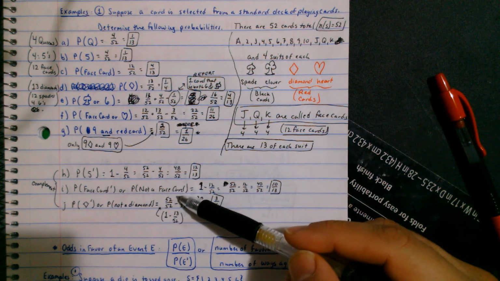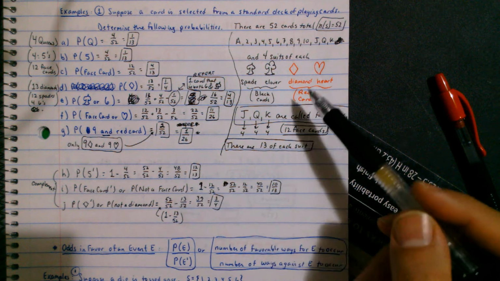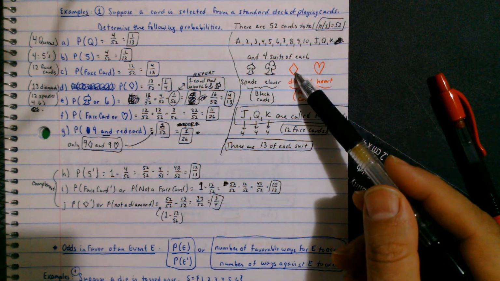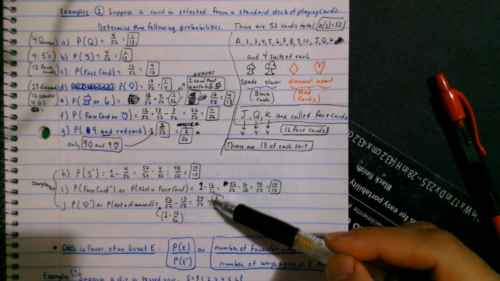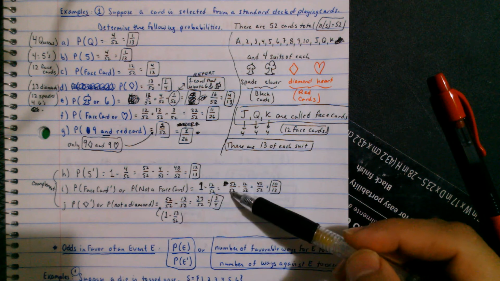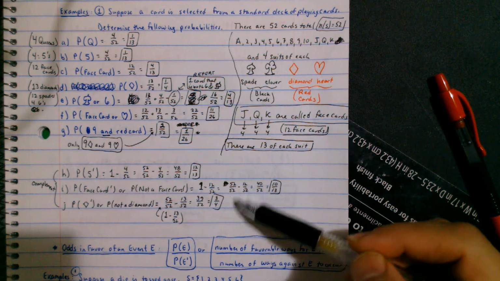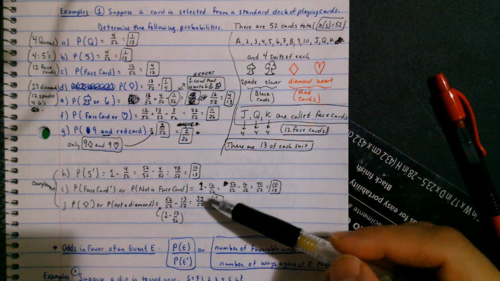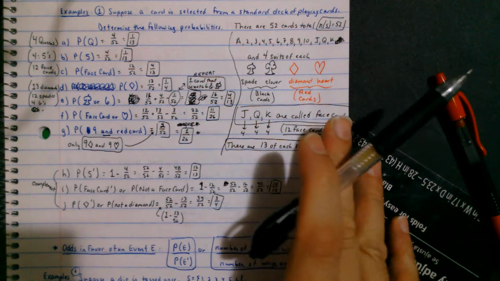What's the probability of not getting a diamond? Well, out of the 52 cards, if 13 are diamonds, that means a difference, or 39 out of 52 are not. So 3/4. The other 3/4 of the deck is not a diamond. So that's the idea here.